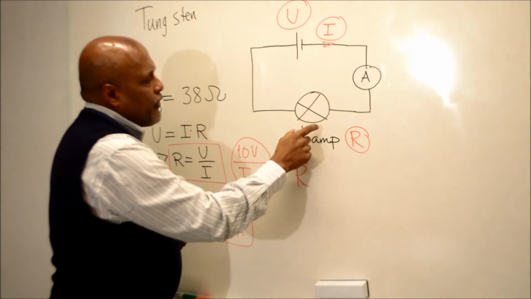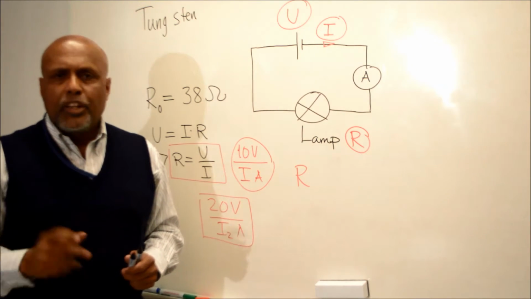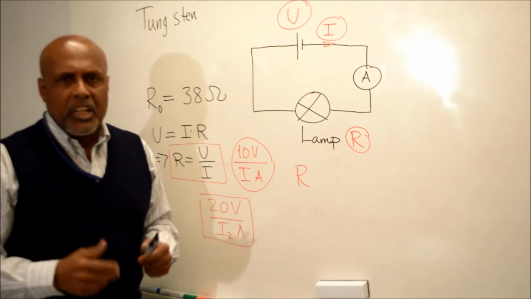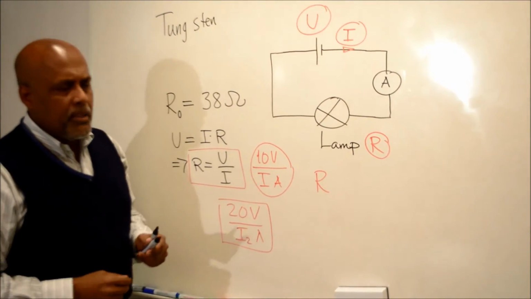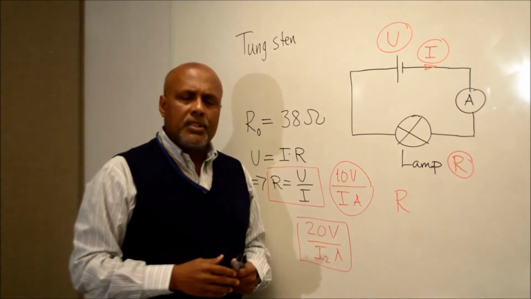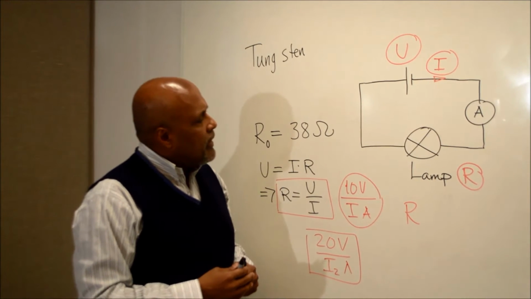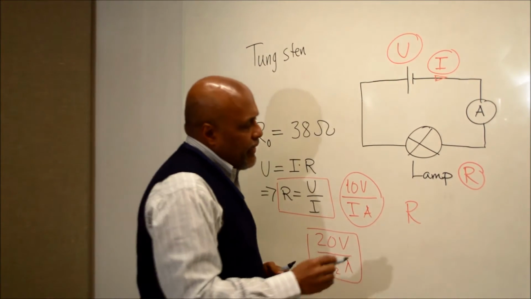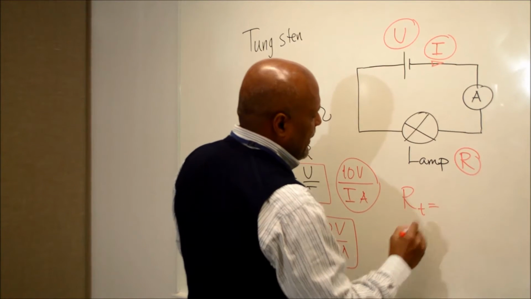Why? Because the resistance of the lamp increases because of the heating. The tungsten or wolfram has a melting point of about 3,400 degrees Celsius, more than 3,000 degrees Celsius. Until then, the resistance changes as a function of temperature.